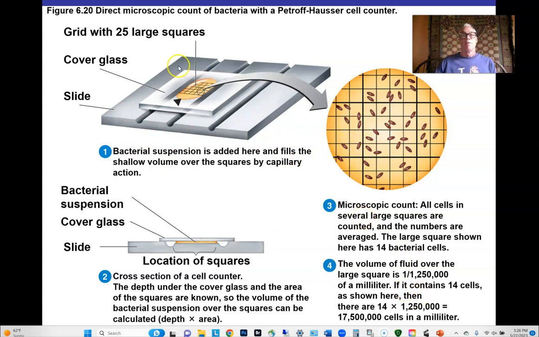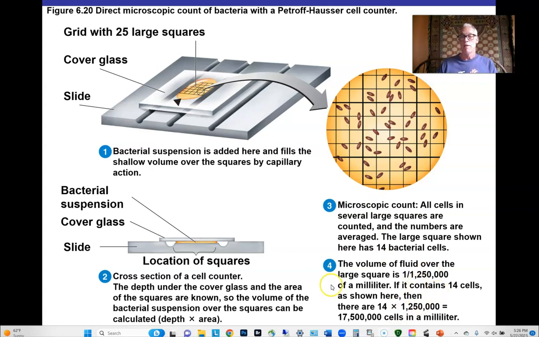So in this case, we're going to look in the microscope, and here's what we're going to see. Let's say we're going to count the number of bacteria in one of these large squares right here that I'm outlining. We might count them all up, count maybe 5 different large squares, write them down and take the average.